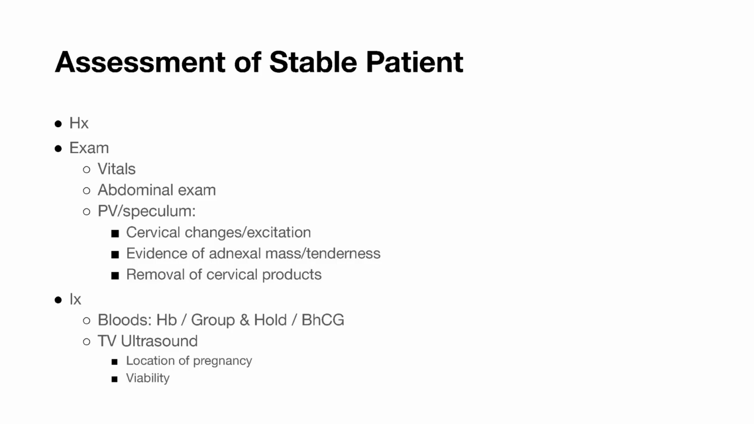The standard investigations we do for these women include bloods for a hemoglobin level, a group and hold, both for consideration of blood transfusion if necessary and detection of rhesus status, and a beta HCG level. And these women will get a pelvic ultrasound, with a rule of thumb being if you can diagnose the pregnancy and get all the information you need transabdominally, that's acceptable, but a transvaginal scan is the gold standard. And the goals of this are to locate the pregnancy and assess whether or not it's viable.